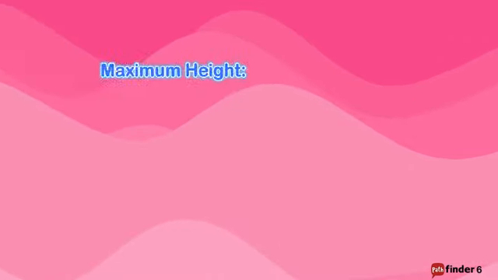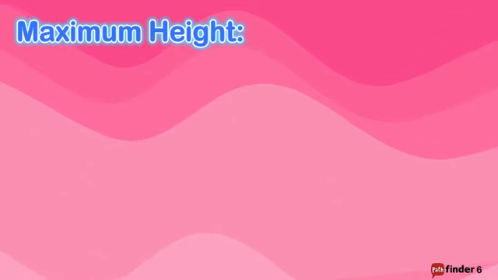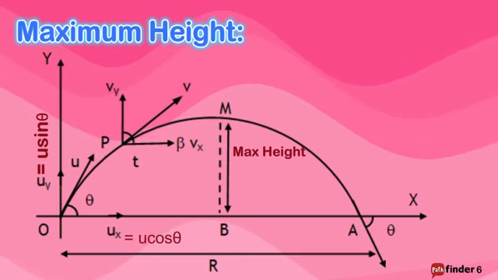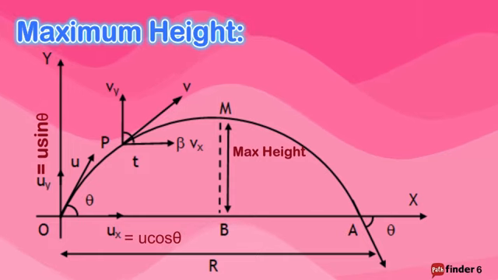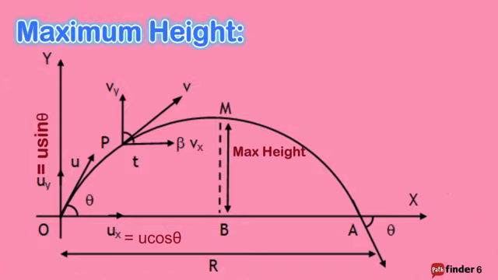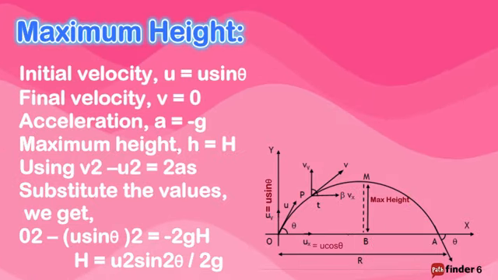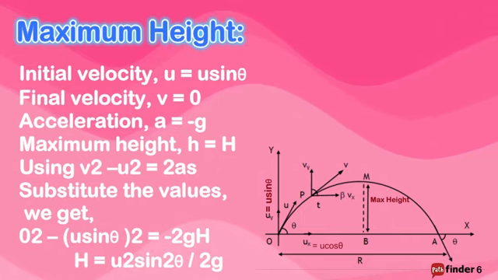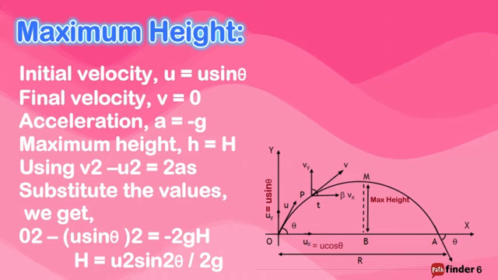What is maximum height in oblique projection? Here the body is projected upwards, making an angle theta. The body starts from O to M, which is called maximum height. At the maximum height, the final velocity of the body is 0. Initial velocity is u sin theta and the acceleration is minus g. You can find maximum height.